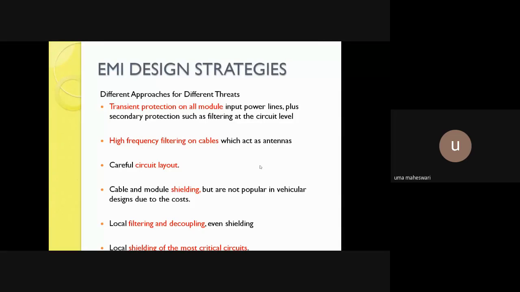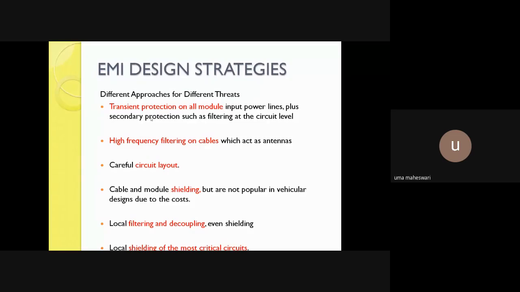So EMI, okay. Till now we have seen the basics and what things are going on under the electromagnetic interference of the power converters or power electronic system. So from this slide, we are going to see the design side in detail. That is how the design can happen, and how we can measure, how we can test. So under the design of EMI strategies, we can have some different approaches.